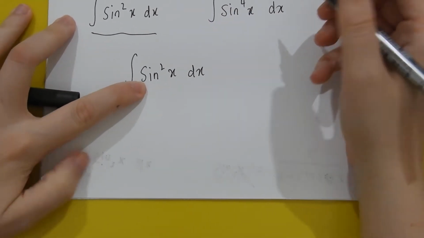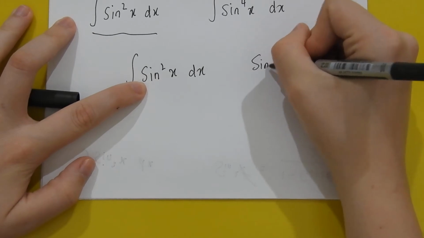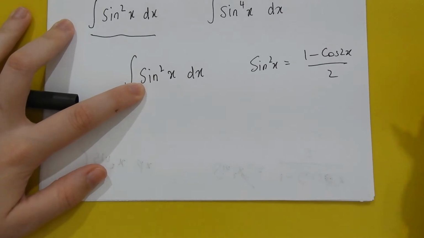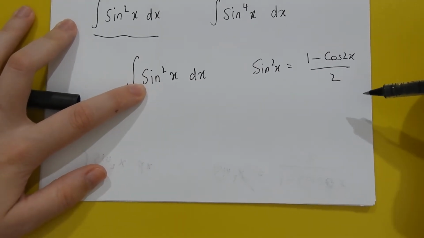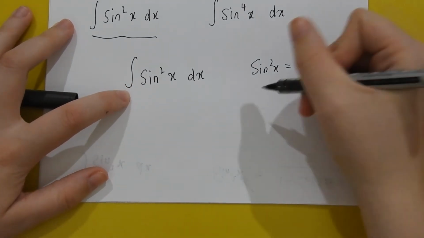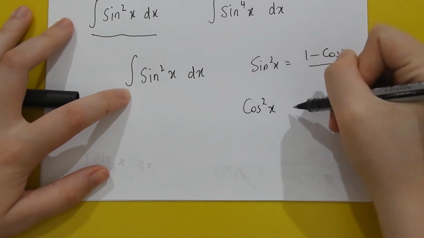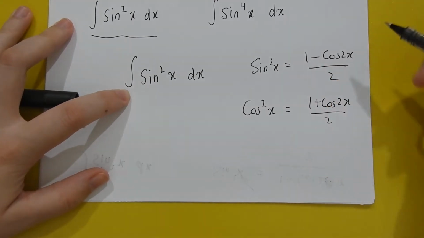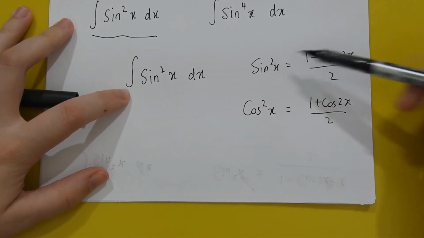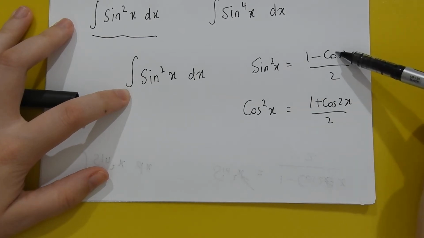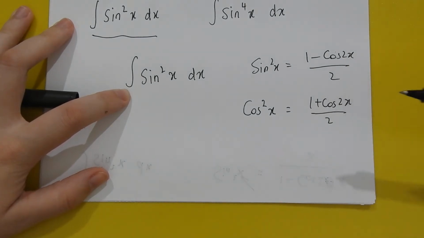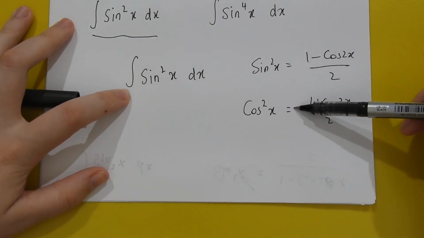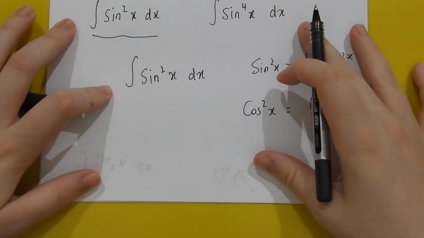We can replace sine squared x with (1 minus cos 2x) on 2. This is just a trigonometric identity that is really worth remembering. I'll write the cos one as well. I just remember them by sine having a negative because it's not the same as cos, and cos has a positive because it's the same as cos. I don't know, that's just how I remember it, because sine doesn't like cos and cos likes cos. So that's just how I remember it.